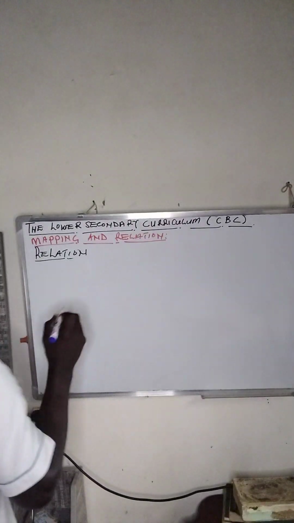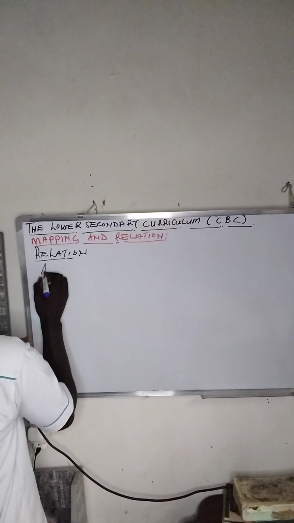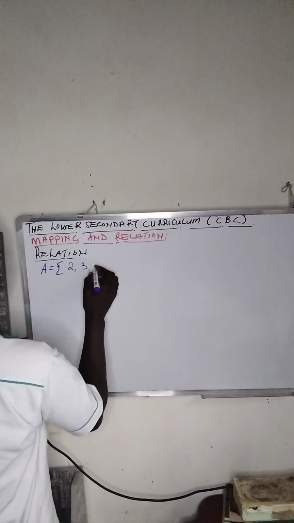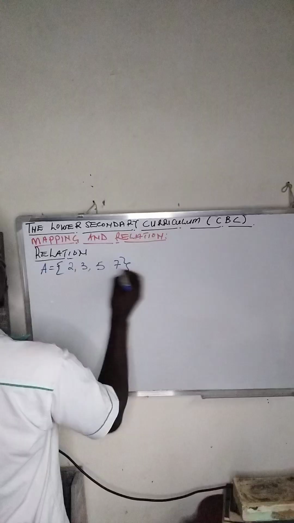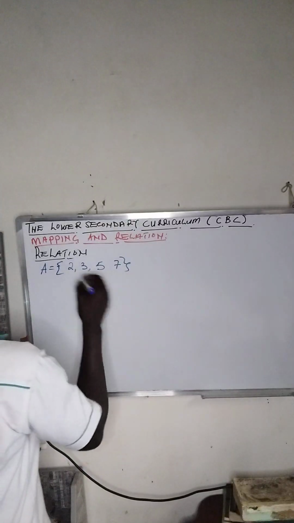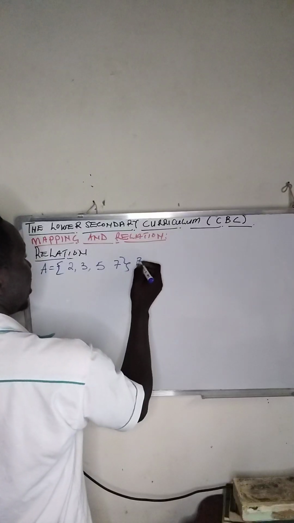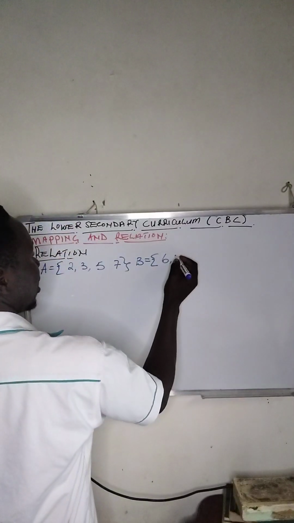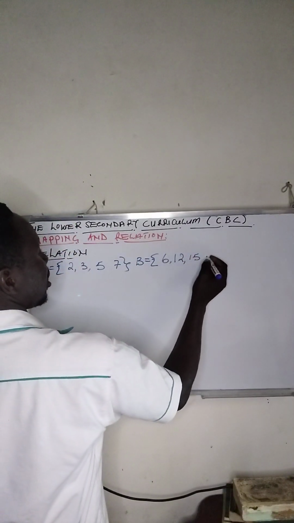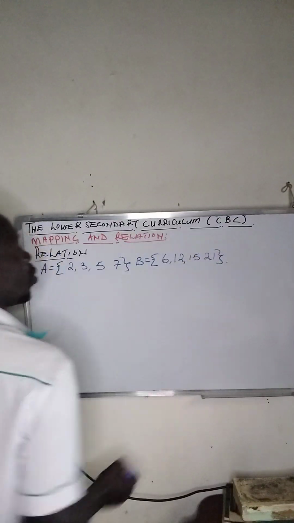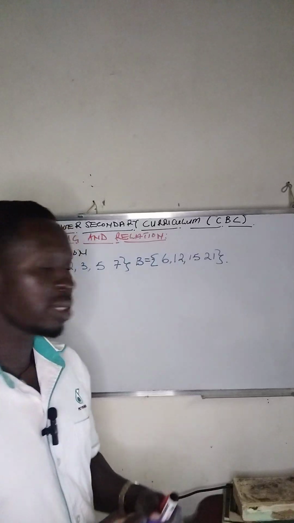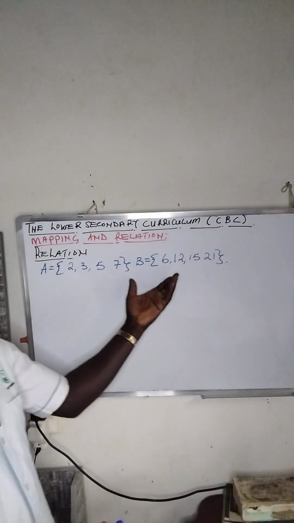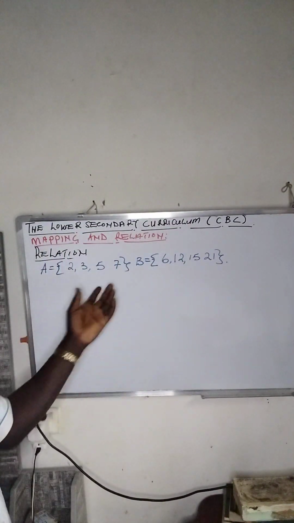For example, here we consider sets. Set A, if at all we are having a 2, a 3, a 5, and a 7. And also we are having set B. Say set B is equal to, we are having a 6, a 12, 15, 20 and a 21. We are having those numbers. And those are the two sets which are given before us.